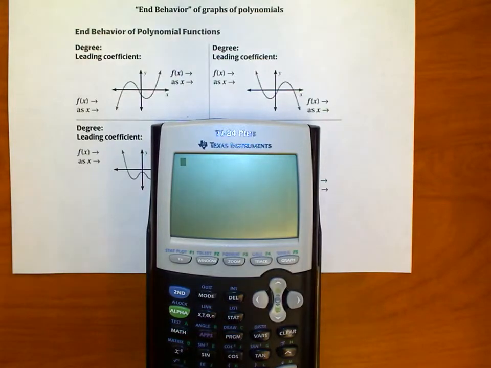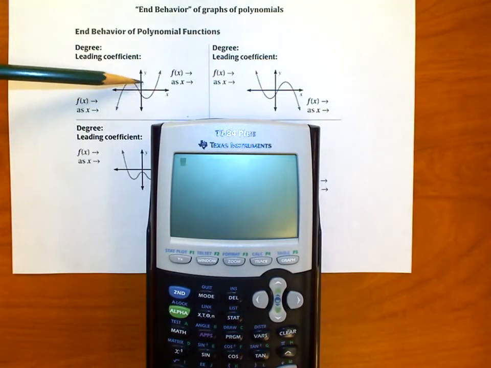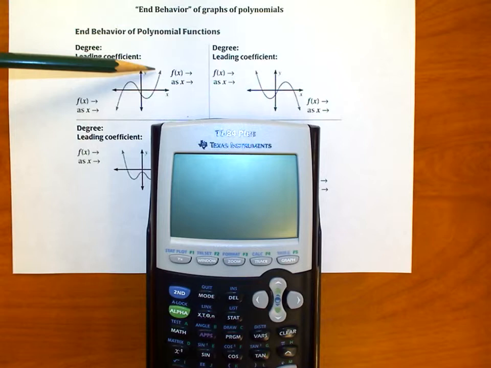Hi, in this video I want to talk about end behavior of polynomial graphs. And in end behavior, what we're talking about is what happens on the ends of the graphs. In other words, I'm not really interested in this middle portion of the graph. I'm interested in what happens out at the ends, okay?